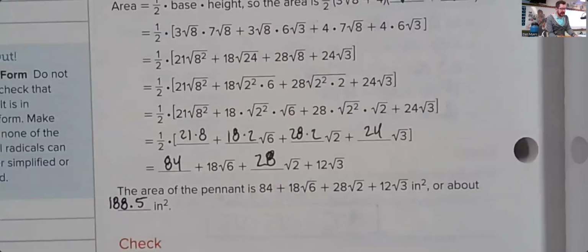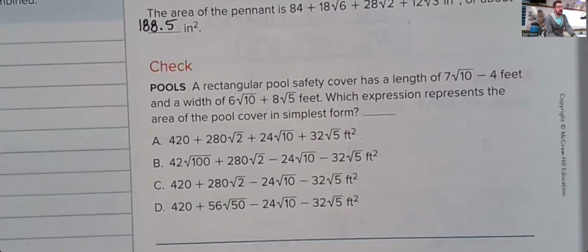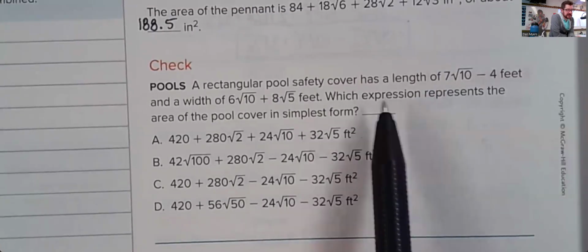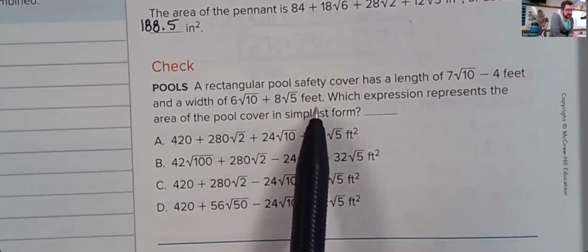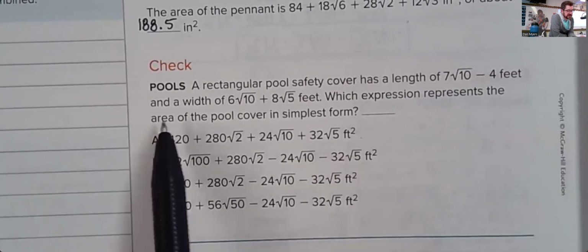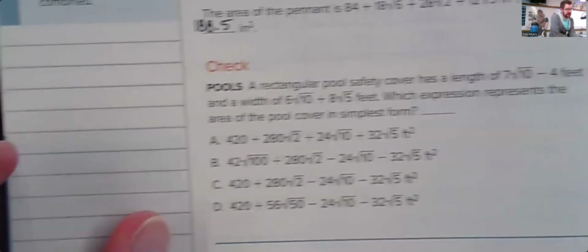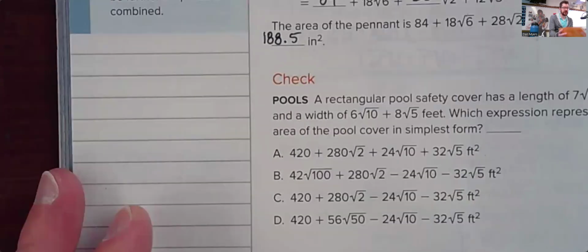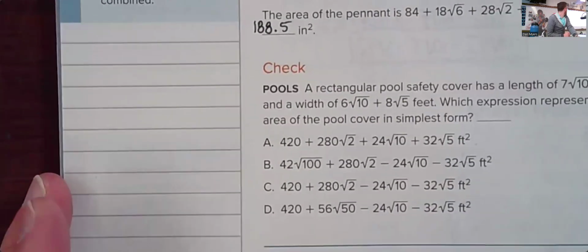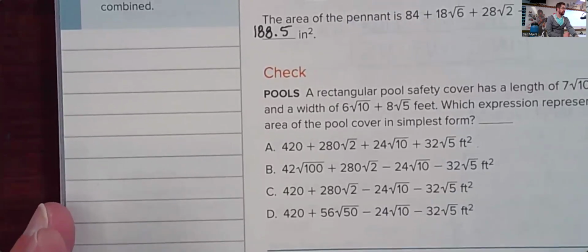So, a rectangular pool safety cover, the shape of this is important. A rectangular pool safety cover has a length of 7 root 10 minus 4 feet and a width of 6 root 10 plus 8 root 5 feet. Which expression represents the area of the pool cover in simplest form? We've got plenty of room off to the left here to go ahead and write this out. So let's do the work over to the left, and then we will choose the appropriate answer, A, B, C, or D.